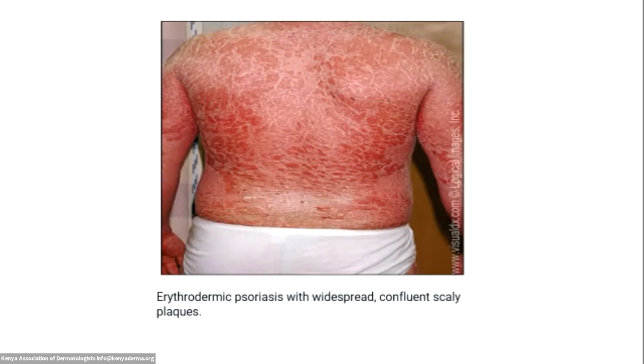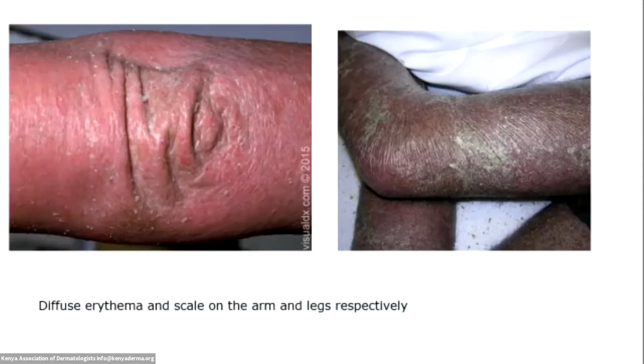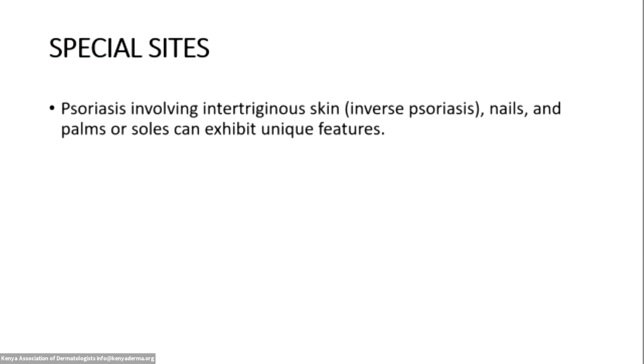So that's an image showing erythrodermic psoriasis. You can appreciate the confluent scaly plaques, and erythema is more prominent as compared to other forms of psoriasis, with minimal scaling noted. So those are other images on the legs and the arms. So psoriasis also affects special sites. We'll go through them one by one. You can either have it in the intertriginous skin, the nails, the palms and soles, and also the joints.